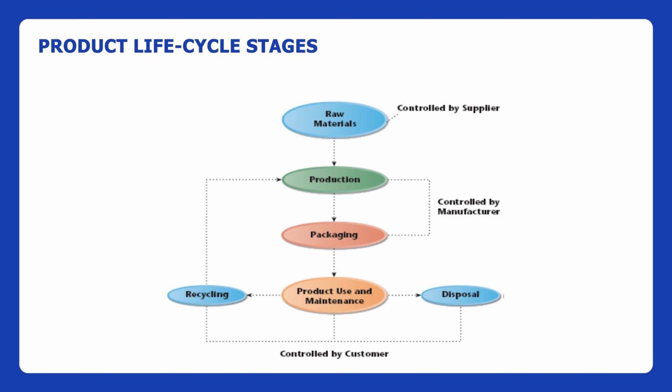And after the packaging, the product can be used in the hands of customers. And this stage is controlled by the customers. The product could be recycled, and the product can also be used and maintained. And even the product could be disposed of by the customers. So this is the product life cycle stage.